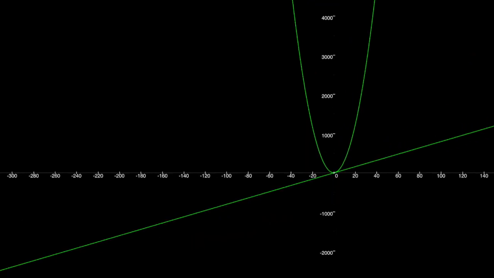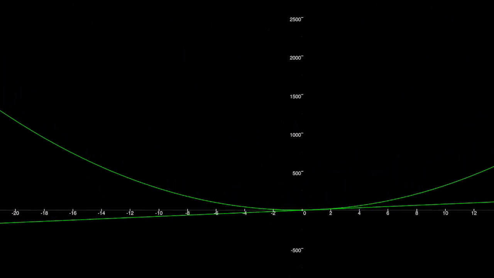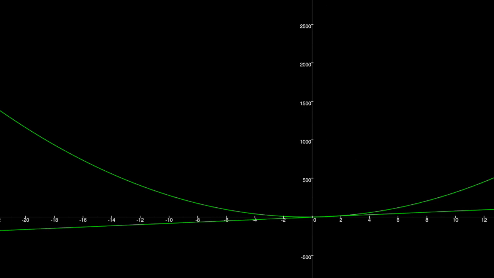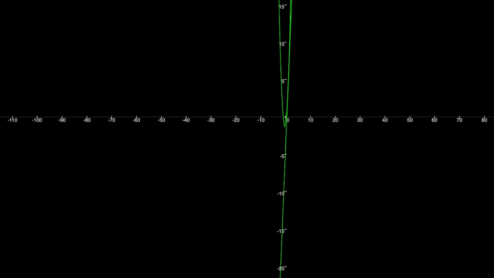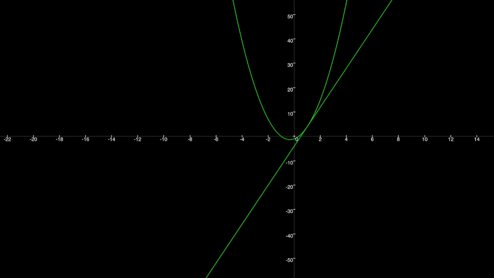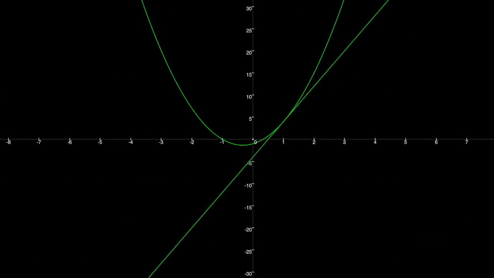And I could manually adjust my window. Getting closer here to what we want to see. All right. So I can see that it looks like I have a function and its tangent line, and it looks like the x-coordinate of that tangent point is 1, and it looks like the y-coordinate of that tangent line being 4 seems reasonable. Everything looks the way we want it to look. All right.